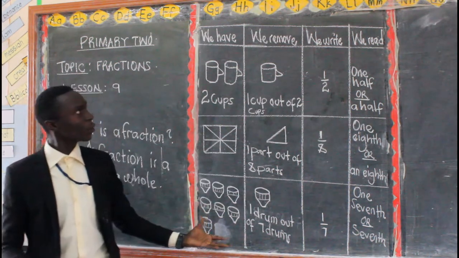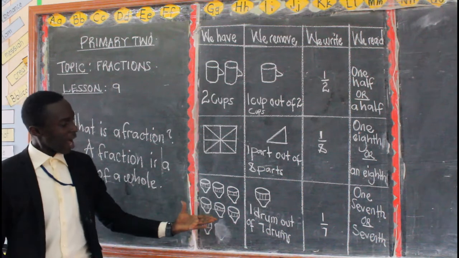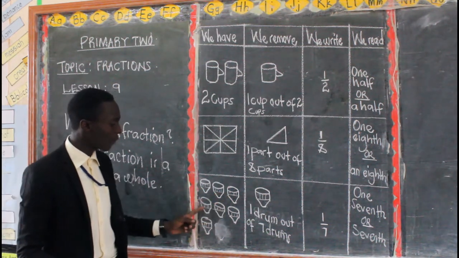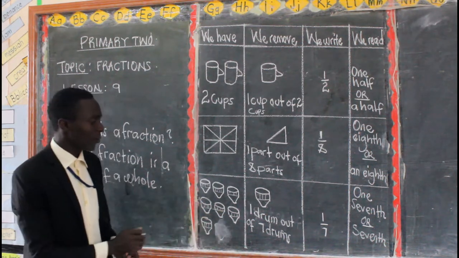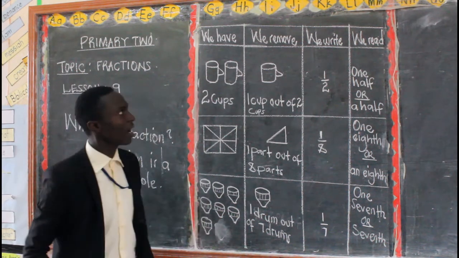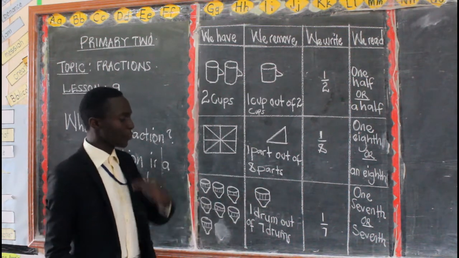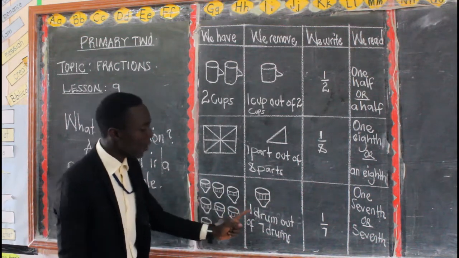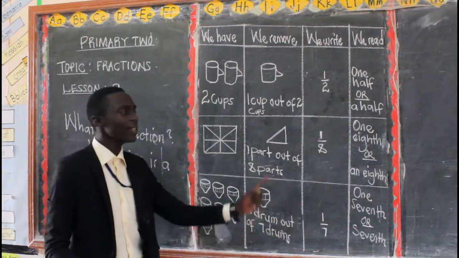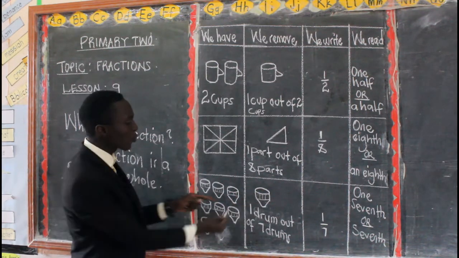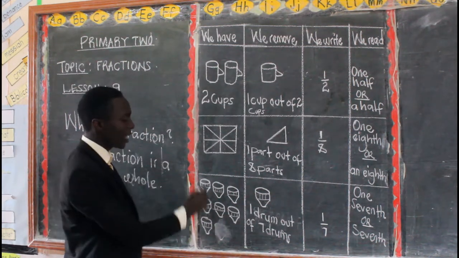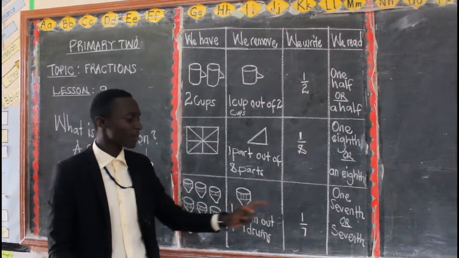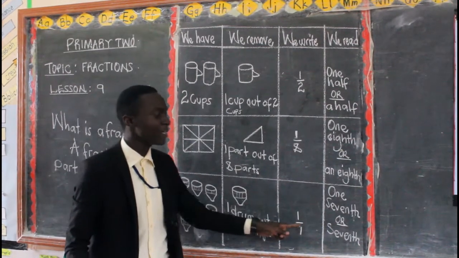Yes, my good children, we go to another one. How many drums are we having here? Let us count. 1, 2, 3, 4, 5, 6, 7. We are having 7 drums. If we remove one drum, it means that our fraction is that we have removed only one drum out of the 7 drums. Out of how many were they all together? They were 7. So the fraction is 1 drum out of 7 drums. That's why you write 1 out of 7.